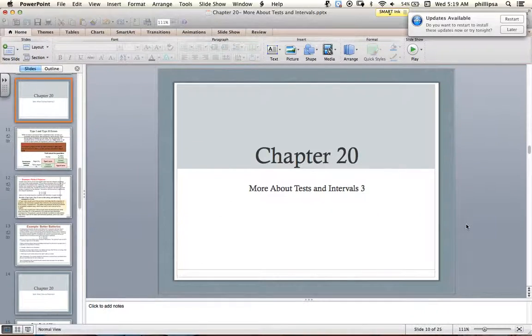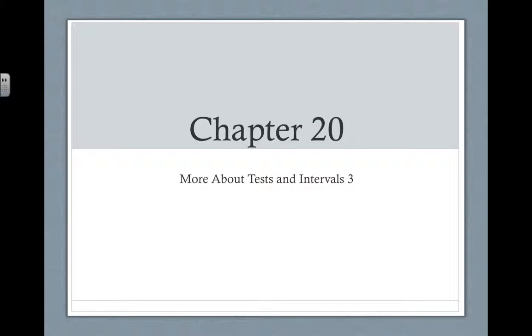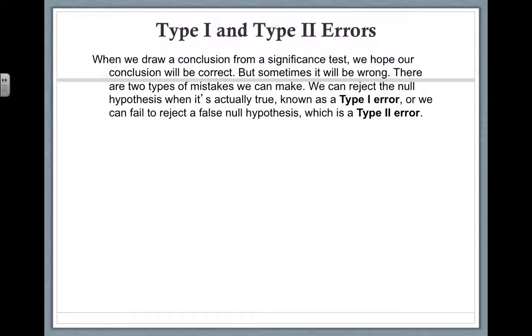Okay, third video. Now we're just going to start to talk about what happens if we reject our null hypothesis when it's actually true. Or the flip side of that: what if we fail to reject our null hypothesis when it actually is false? So we'd be making errors here. We're going to talk about those errors and the probability of them. I think the probability of them comes in the next video. So right now we're just going to talk about what happens and what the consequences are when we make these errors.